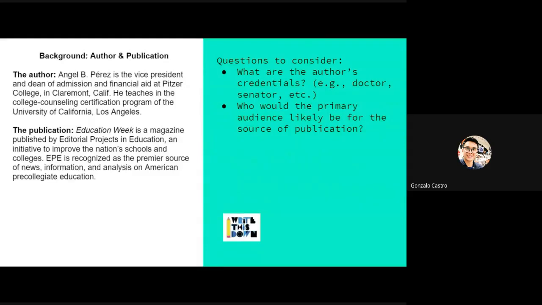The author, Angel B. Perez, is the Vice President and Dean of Admission and Financial Aid at Pitzer College in Claremont, California. He teaches in the College Counseling Certification Program at UCLA. The publication, Education Week, is a magazine published by Editorial Projects in Education, an initiative to improve the nation's schools and colleges. EPE is recognized as a premier source of news, information, and analysis on American pre-collegiate education.